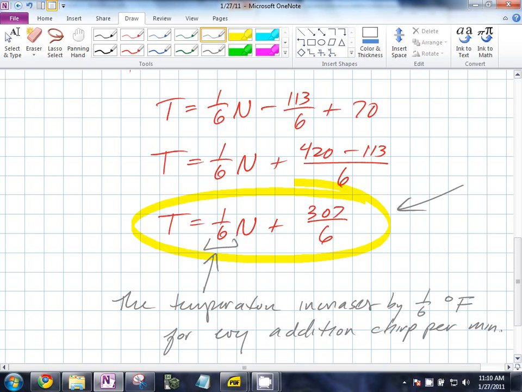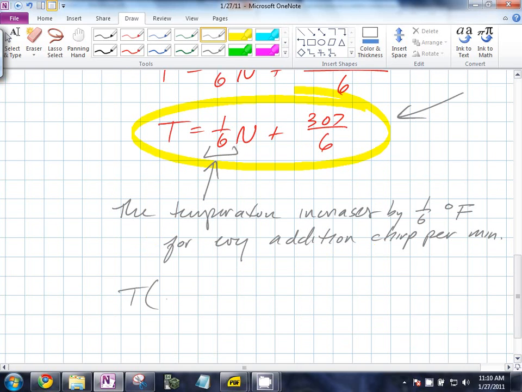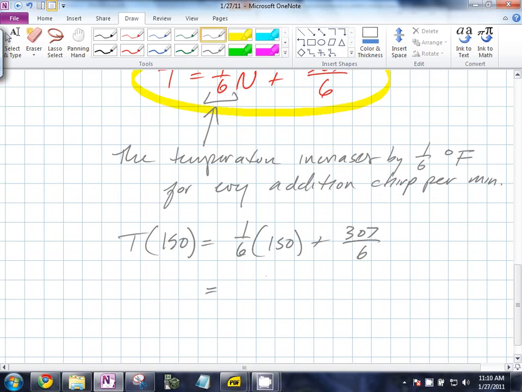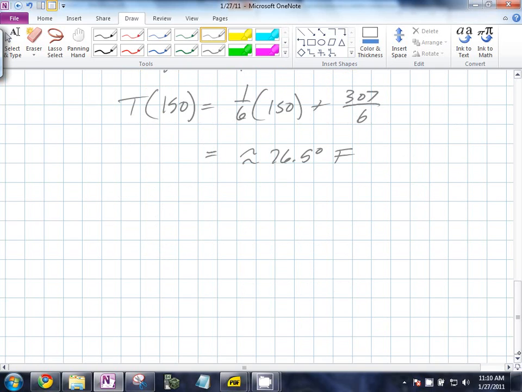If the crickets are chirping at 150 chirps per minute, estimate the temperature. So that's going to be T of 150. So that's going to be 1/6 times 150 plus 307 over 6. So that's going to be what? So around 76.5 degrees Fahrenheit. Okay, any other questions on the non-stock portion of this homework assignment?